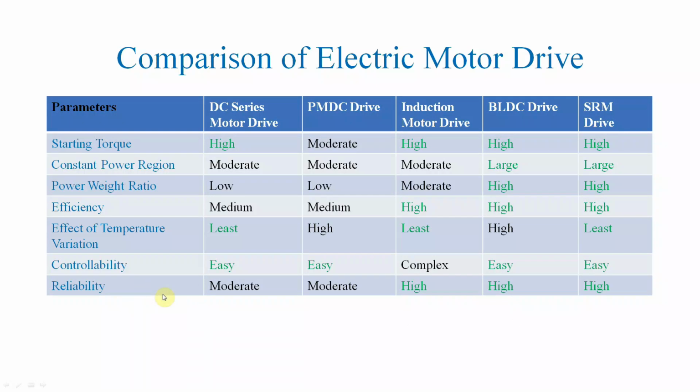The reliability of the induction motor, BLDC and SRM is highest, but because of the existence of brushes and commutator, the reliability of DC motors is somewhat less.